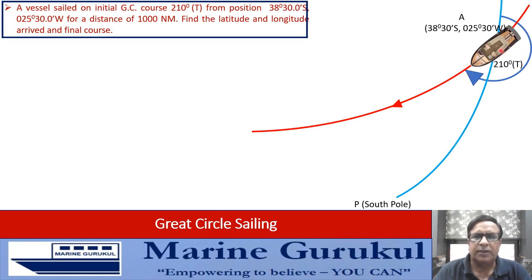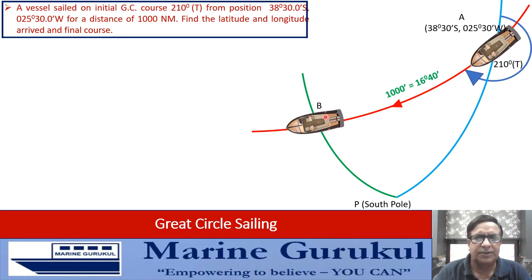Now when the vessel travels along this track through 1000 miles, 1000 miles divided by 60 becomes 16 degrees 40 minutes. It will bring us to a position B. So position B is there. We draw the meridian of B, and when the vessel reaches B, she shall be placed as you can see out here.